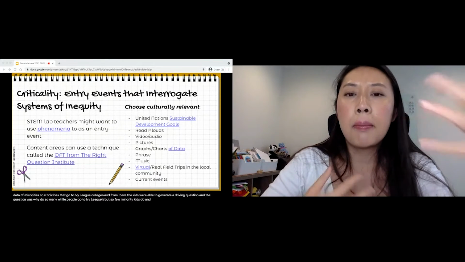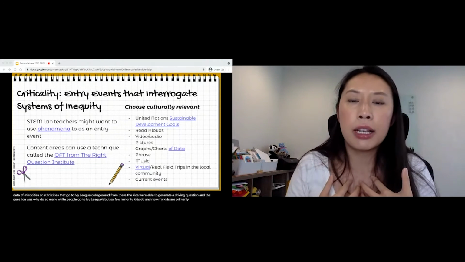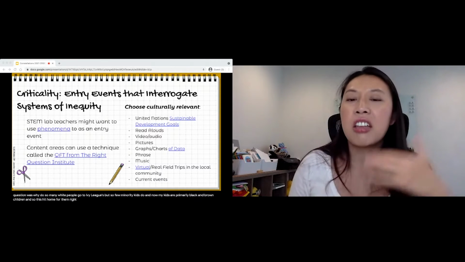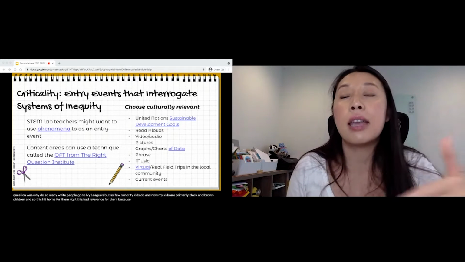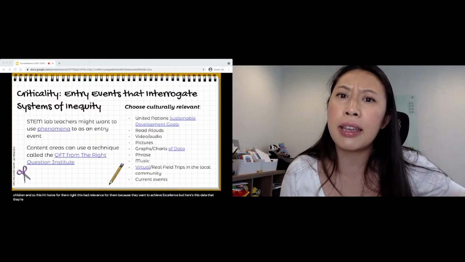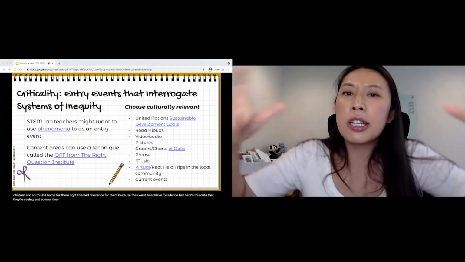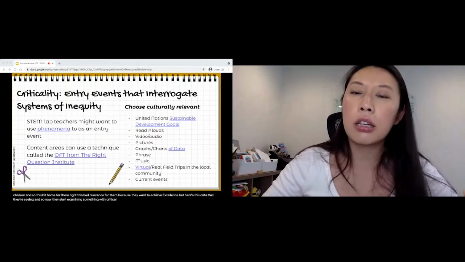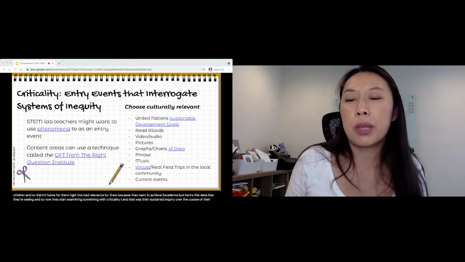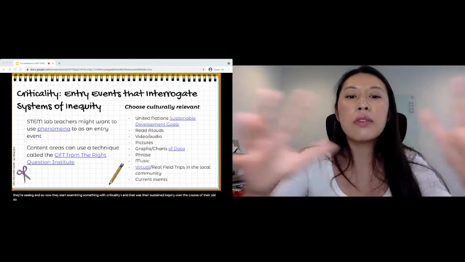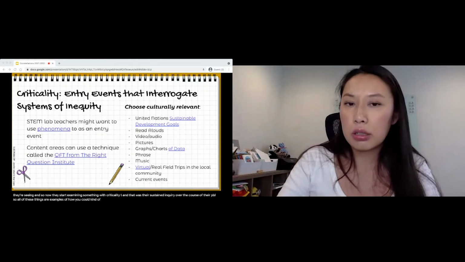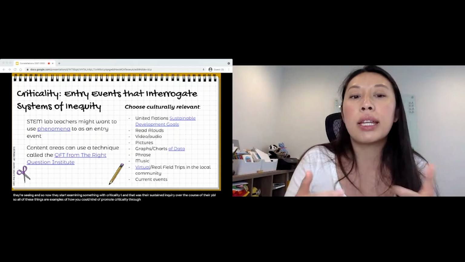Now my kids are primarily Black and brown children, so this hit home for them. This had relevance for them because they want to achieve excellence, but here's this data that they're seeing. So now they started examining something with criticality, and that was their sustained inquiry over the course of their PBL. All of these things are examples of how you could promote criticality through an entry event.